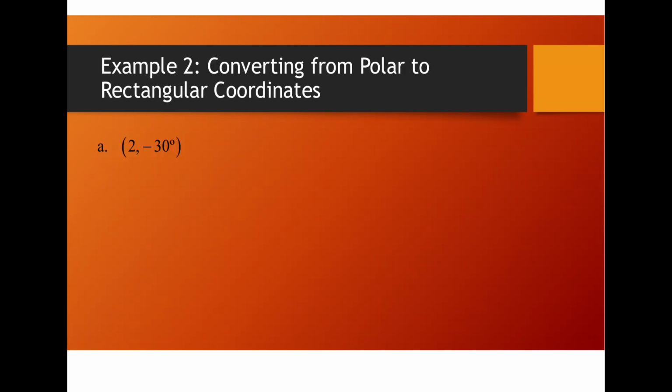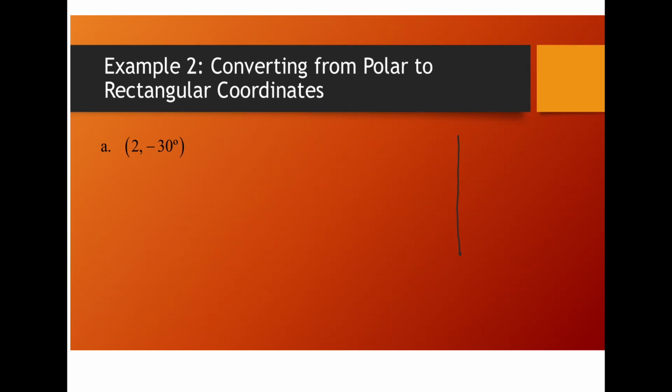So let's do some conversions. I'm going to draw this out too, just so that we can have a visual of this. So we're going negative 30 degrees, and we've got a distance of 2. So here is where it would be. This is negative 30. That took us in a clockwise direction. And so we want to convert this into rectangular coordinates.